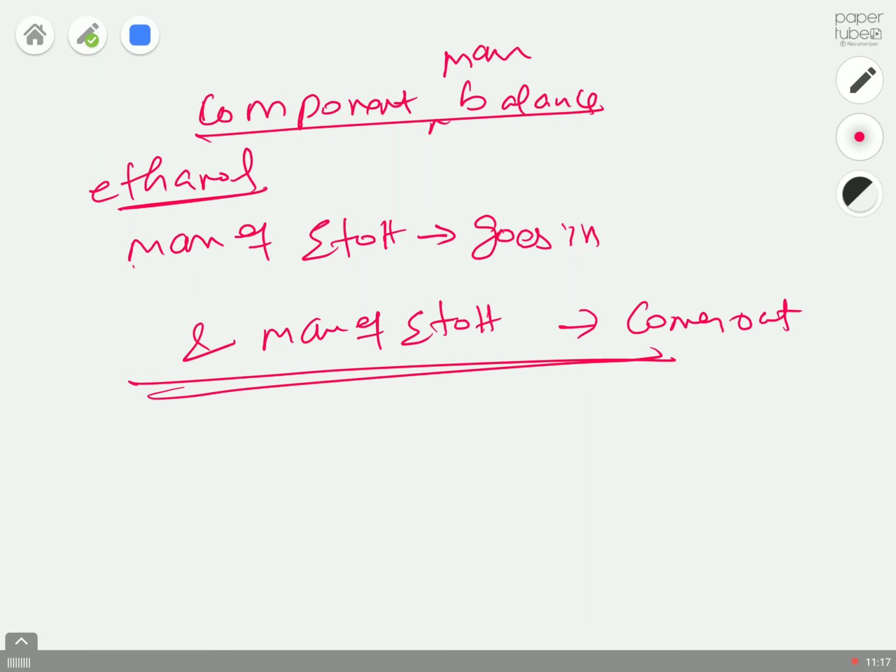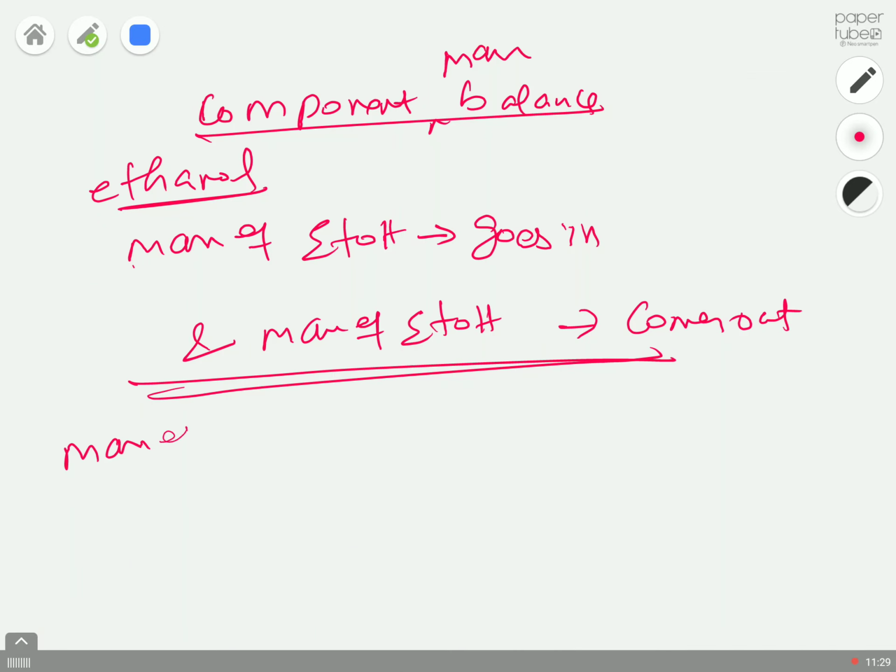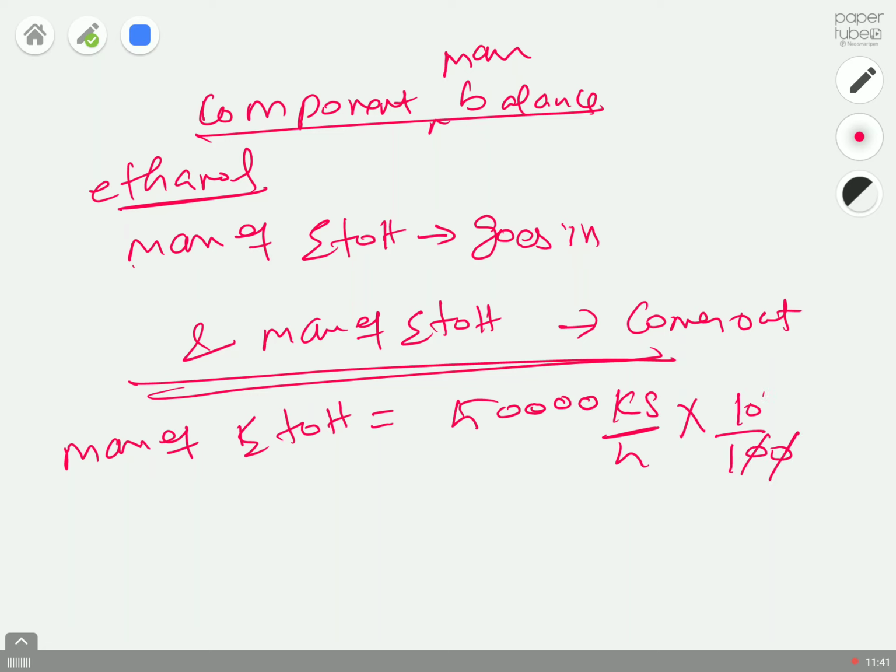If you go back to the same figure again, it is 50,000 kilograms per hour and 10% of that is your ethanol flow rate. So the mass of ethanol in should be equal to 50,000 kilograms per hour multiplied by 10 over 100. That should be equal to 5,000 kilograms per hour of ethanol.